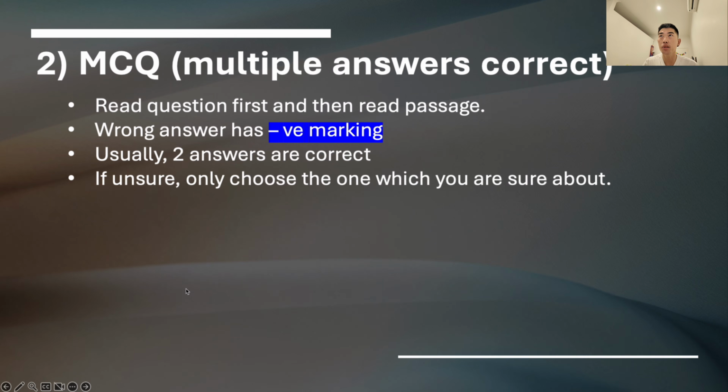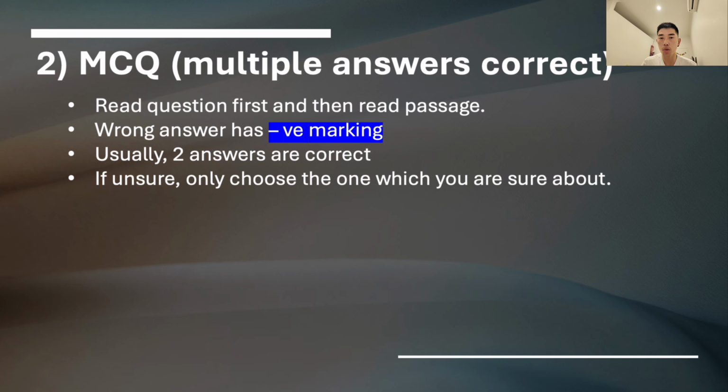The second activity is MCQ, multiple choice questions, but in this activity there will be multiple correct answers, not just one. There will be a passage given on the screen and you will have to answer the question by reading the passage. I would recommend you to read the question first before you start reading the passage because it helps you figure out what you're actually looking for.